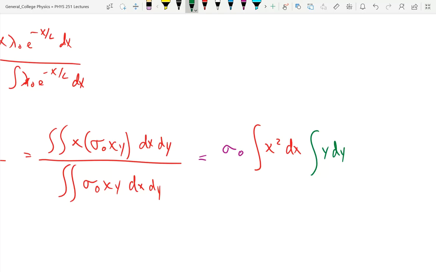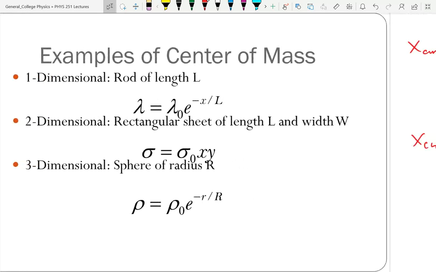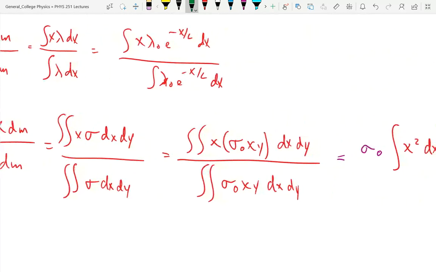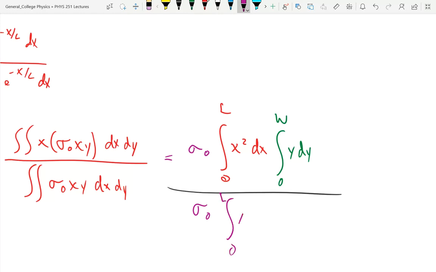Now I do have to pay attention to my limits, and I had length of L and width of W. So let's say the length is x and the width is y. So the x integral will go from 0 to L, and the y integral from 0 to W. So there's my top, and my bottom is... this is not red.